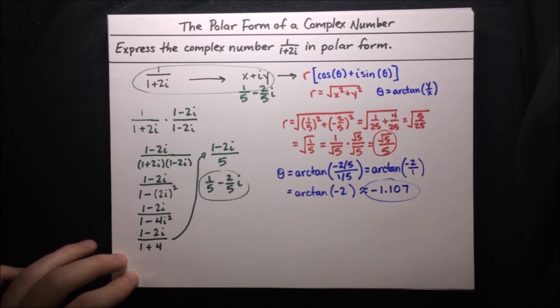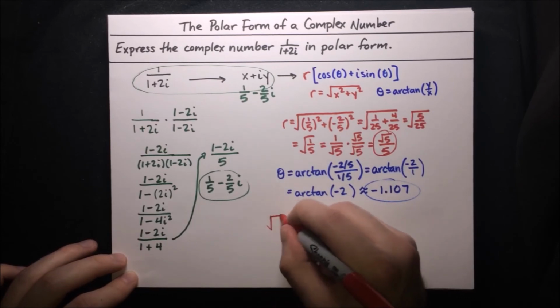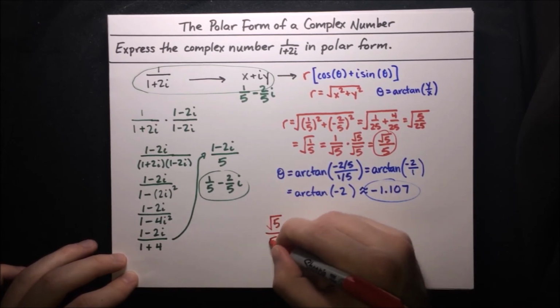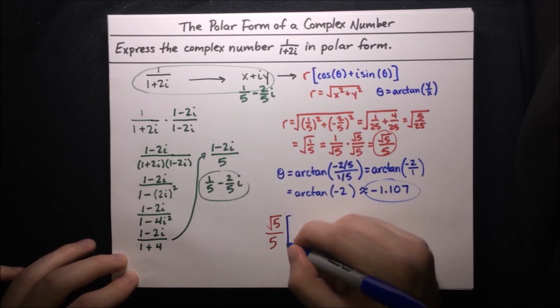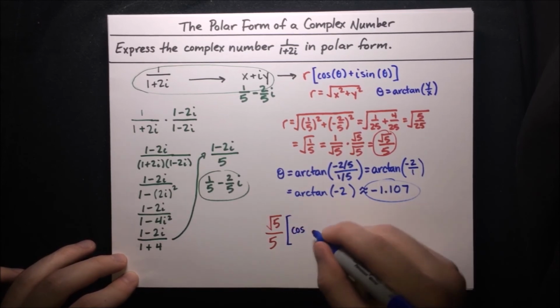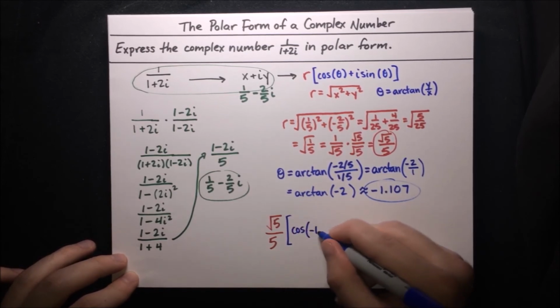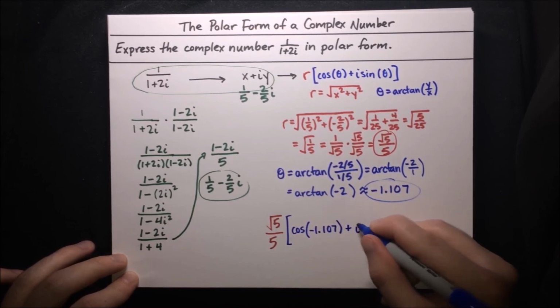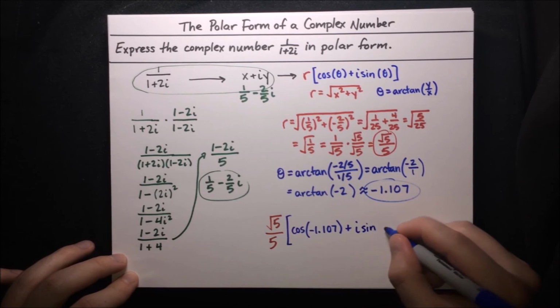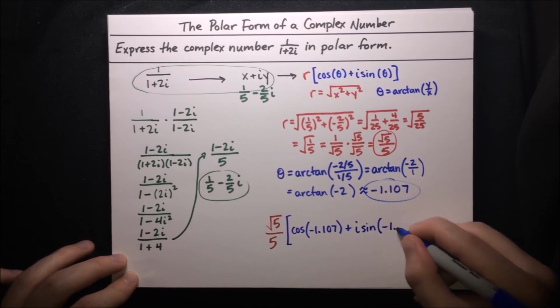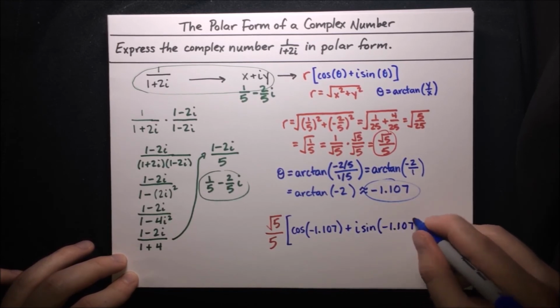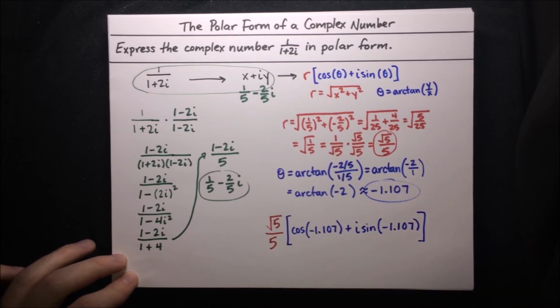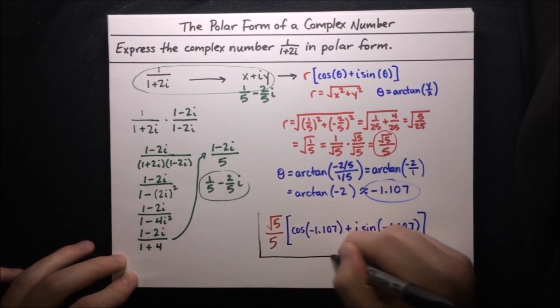And finally, we can write the polar form. Polar form is just r, so root 5 over 5 times the quantity cosine of the angle, so cosine of negative 1.107 plus i times sine of the same angle, negative 1.107. So there we go. There is our polar form.